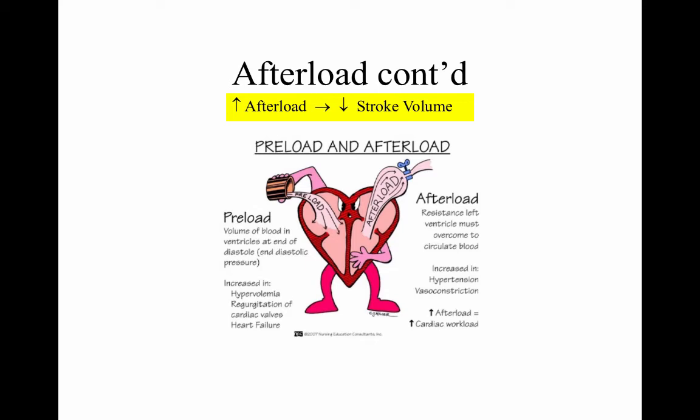Regurgitation of the cardiac valves can allow for regurgitation into the ventricles, and then we can also see problems in preload with heart failure. Afterload then would be resistance that the left ventricle must overcome to circulate blood, and we would see this increased in hypertension or in a closing of the vessels on the other side of the ventricle, as well as vasoconstriction that would be caused with that. And the idea that increased afterload increases cardiac workload, and we see a diminished stroke volume because of that.